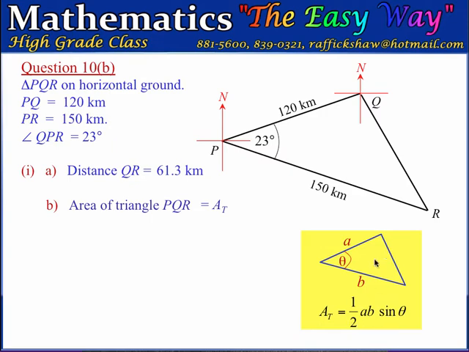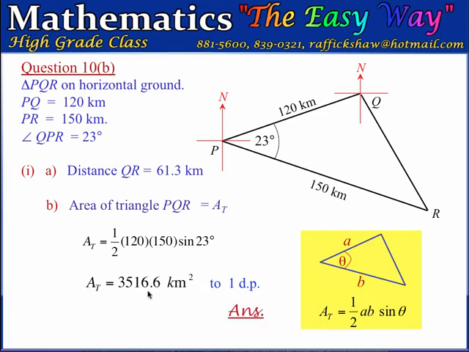And if we apply this formula to triangle PQR, we see that the area of triangle PQR becomes equal to half of the product of the two sides, that's the 120 and the 150, and the sine of the angle between the two sides, which is 23 degrees. And so the area of the triangle is equal to half of 120 multiplied by 150 multiplied by the sine of 23 degrees. And when we use our calculator to calculate that value, the result is 3,516.6 kilometers squared, correct to 1 decimal place. And that's the area of triangle PQR.